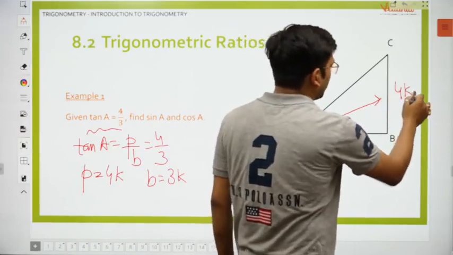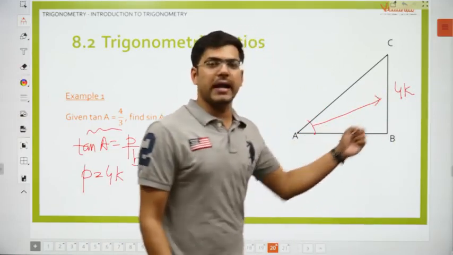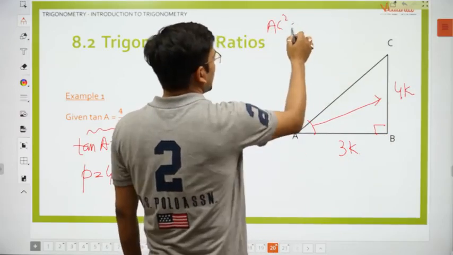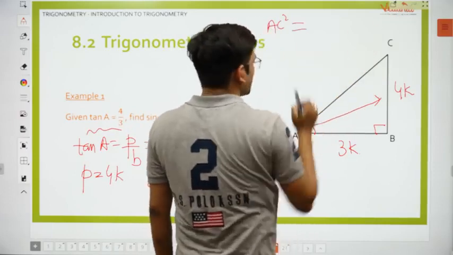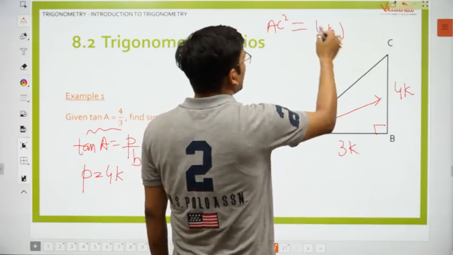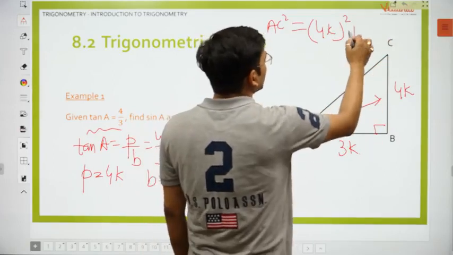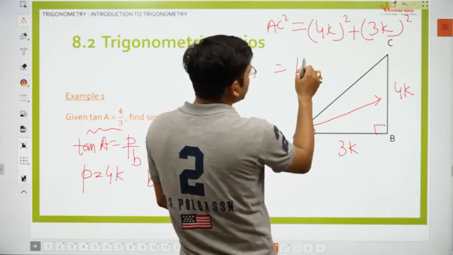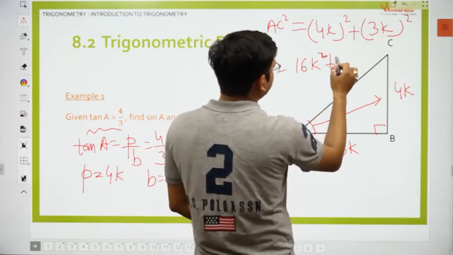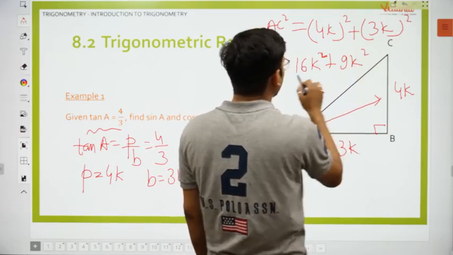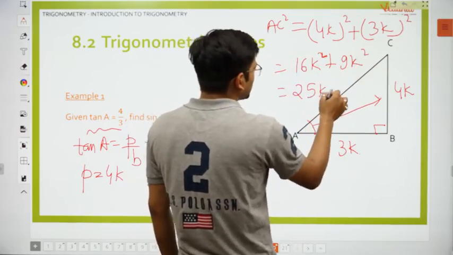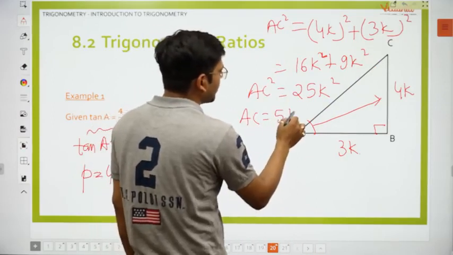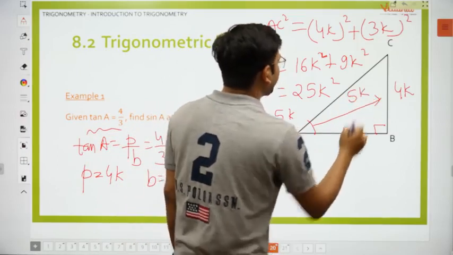Perpendicular 4k, base 3k. Can't you apply the Pythagoras theorem here? I guess you sure do. AC square, hypotenuse square, is equal to perpendicular square, which is 4k whole square, plus base square, which is 3k whole square. 4k whole square, tell me quickly. 16k square plus 3k whole square is 9k square. 16 plus 9 is 25k square, which is equal to AC square. I guess all of you would know AC is 5k. The value of AC has come, 5k.